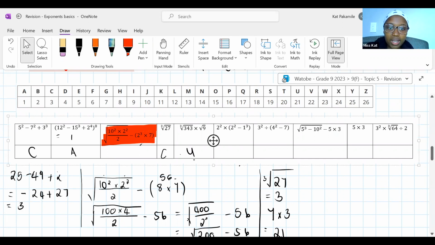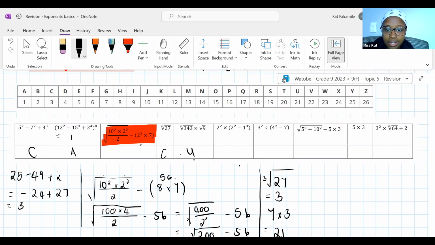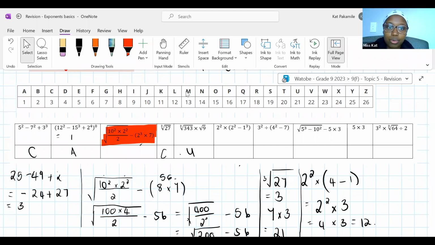Okay. See, guys, it's not that bad, except where I made a mistake. So this one says 2 squared. Let's first work in the brackets because BEDMAS says brackets first. Inside the bracket, we have a 2 squared, which is 4 minus 1 cubed, which is 1. So this will be 2 squared times 4 minus 1 is 3, which is 4 times 3, which is 12. 12 corresponds with which letter?